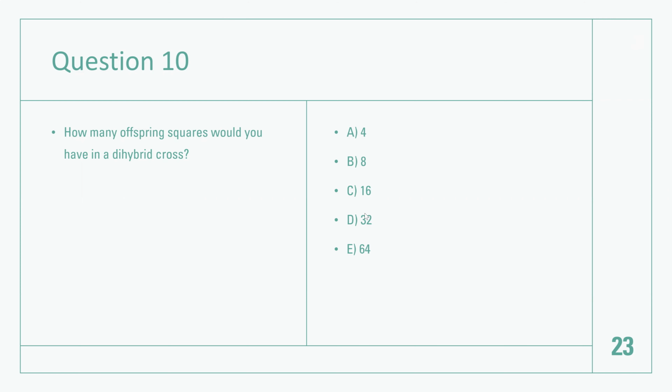Perfect. I am seeing C's, and yes, there are 16 offspring squares you'd have in a dihybrid cross because there are 4 ways that you can arrange the alleles for the parents. So 4 different gametes for one parent times 4 different gametes for the other parent gives you 16 different combinations of gametes.